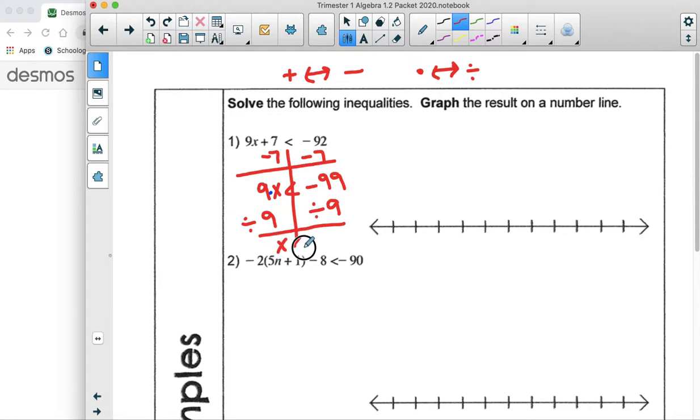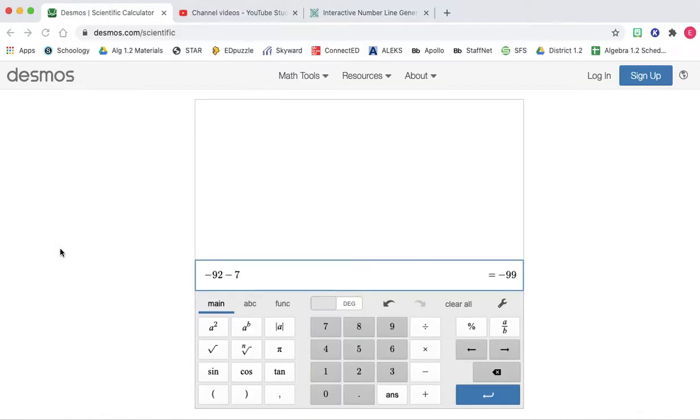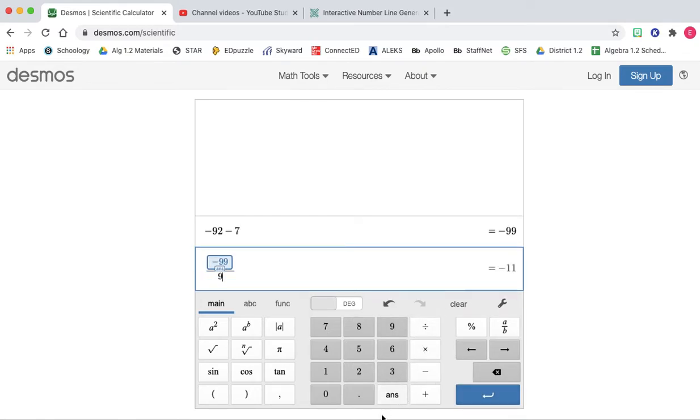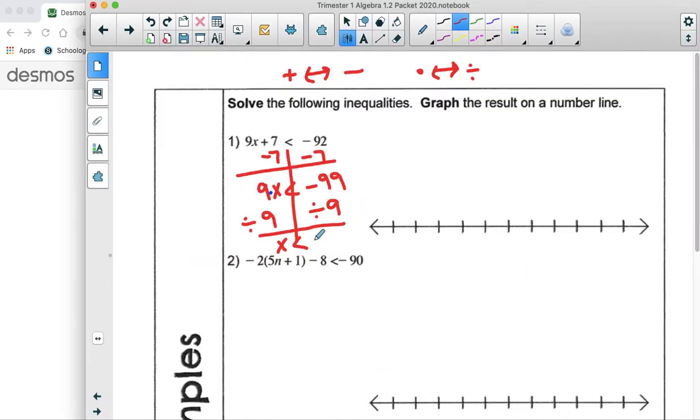So I have x is less than -99 divided by 9, -11. So x is less than -11. All right, so on a number line, when the variable is isolated, that number is going to go near the middle. It doesn't have to be the exact middle. I don't know which one is the exact middle, so I'm just going to pick this one, -11.